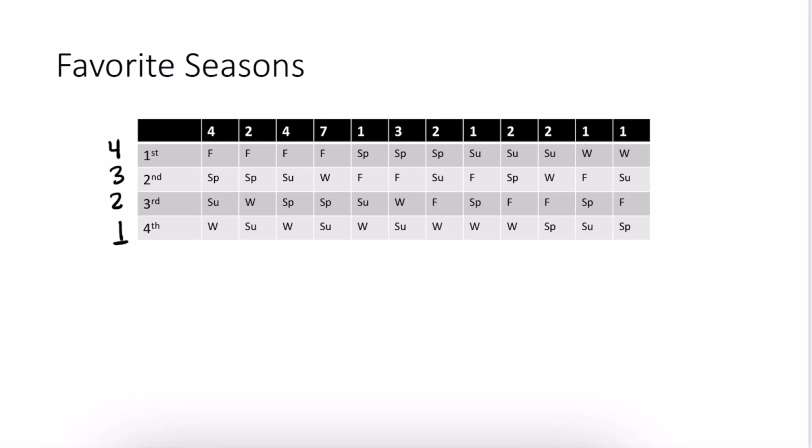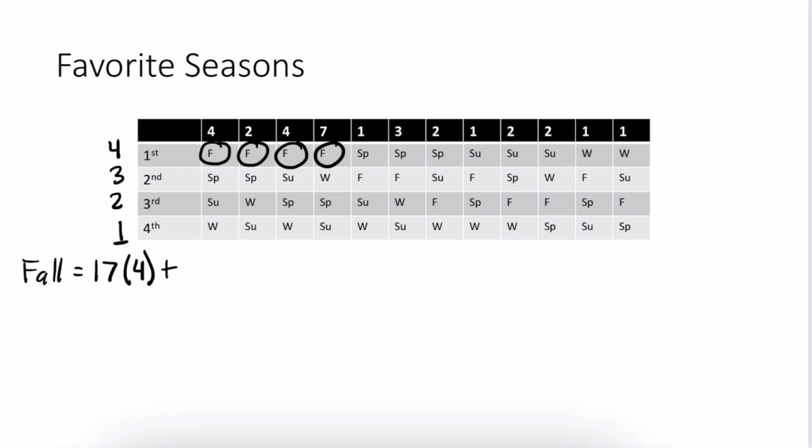Okay, so on this one, to calculate the Borda count for fall, I'm going to first look at how many first choice votes fall has. So there's 4 plus 2 plus 4 plus 7, which tells me there's a total of 17 first choice votes for fall, and each of those 17 votes gets 4 points.